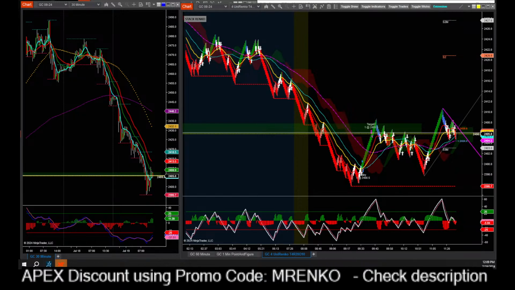Today is July 19th, 2024, and it's 12:09 p.m. on a nice Friday. So let's discuss the setup for the trend reversal breakout that I saw today in gold.